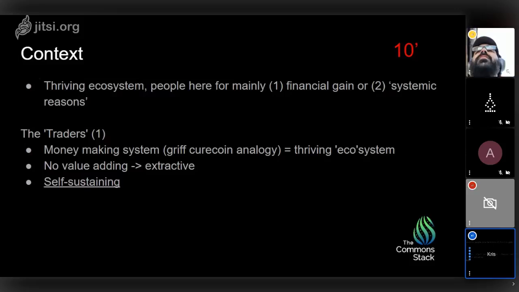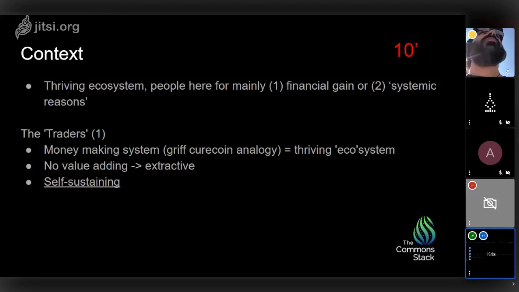But for context, what I was thinking of yesterday is, we have a thriving ecosystem. This thriving ecosystem came into existence with two sorts of people, so to say. You have people who came in for the financial gain, the traders, and you have people who came for systemic reasons, people who really wanted to change the systems and make the world a better place. Not to say that one is evil or one is good.